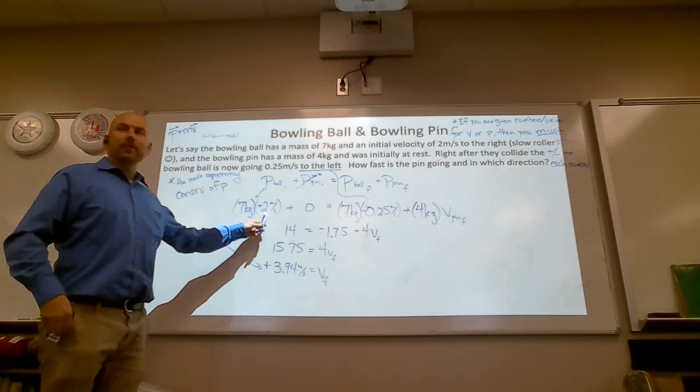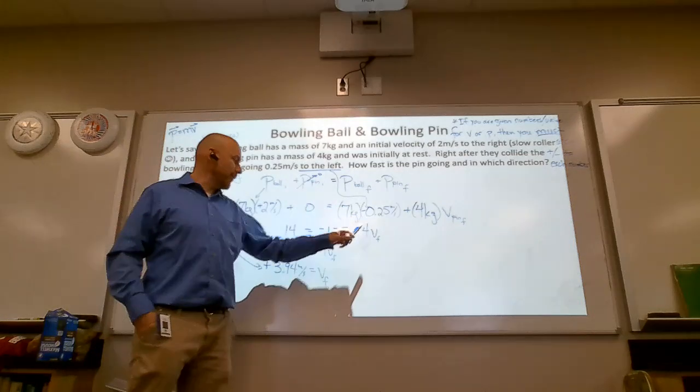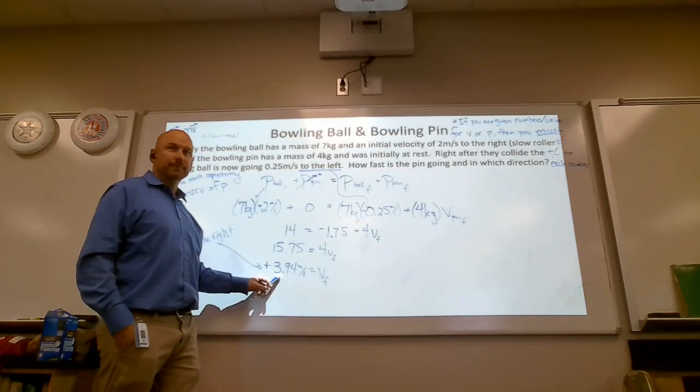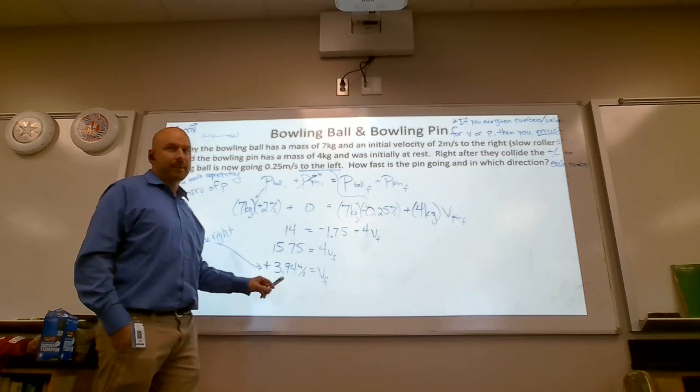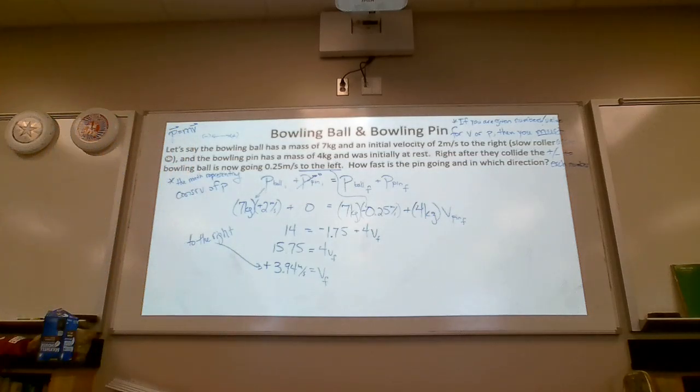Started with a velocity of 2 meters per second. It ended with a velocity of negative 0.25 and plus 3.94. The velocity is not conserved. The momentum is. The velocity is not. That's a pitfall that I've seen some people fall into. Okay, velocity is not conserved. Good with that? Questions there?